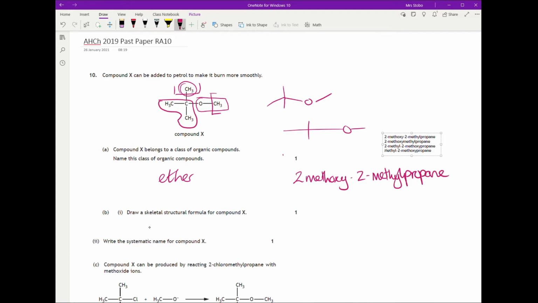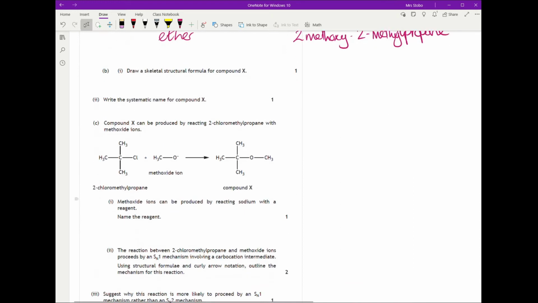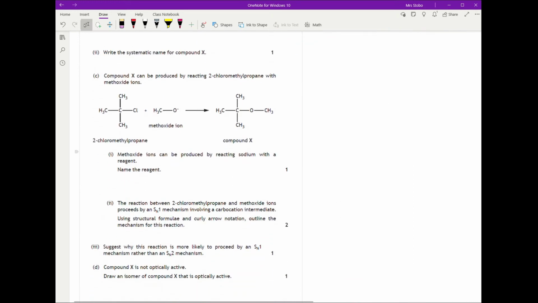Okay, I just paused to go and get the mark scheme on this one. Okay, here's the mark scheme. There are quite a lot of potential options for how you can be accepted on that one, so just make sure you've got one of them and then you're good. Compound X can be produced by reacting 2-chloro-2-methylpropane with methoxide ions. So we've got our formula, and we've got our methoxide ion, and we've got compound X then being created.